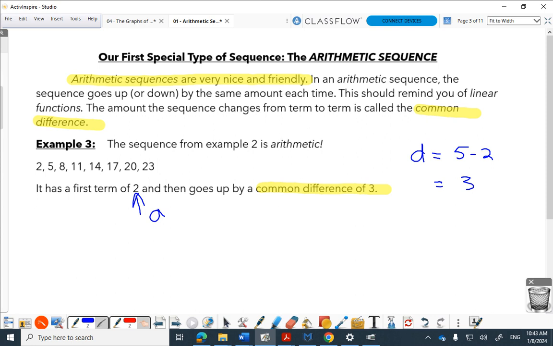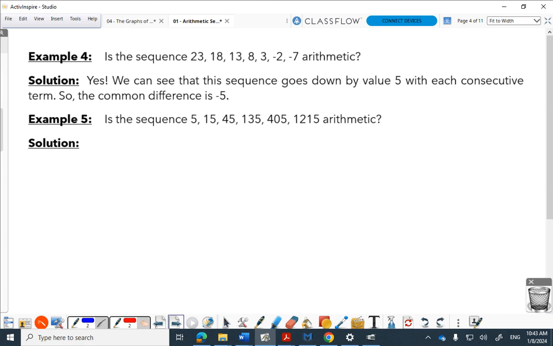Do you have any questions about that? You don't have to write much, right? You're just adding little doodahs to this. A little bit of writing coming. Example 4. Is the sequence 23, 18, 13, 8, 3, negative 2, negative 7 arithmetic? And the answer is yes. We can see the sequence goes down by a value of 5 with each term.